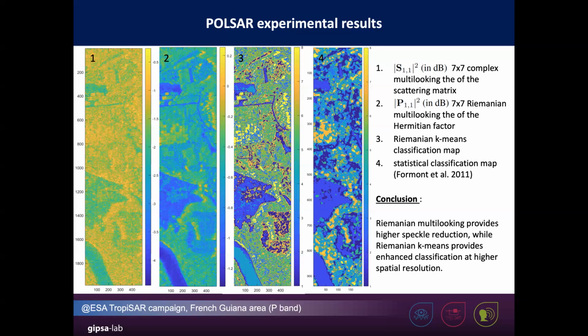So this comes to my conclusion, adding also the fact that using the proposed coupling between polar decomposition and Riemannian k-means, we are able to retain the initial resolution of the image. That is, no initial complex multilooking has to be applied in order to make this work. And I will end my presentation with some future work, which involves characterizing the information which can be contained also in the unitary factor of the polar decomposition.